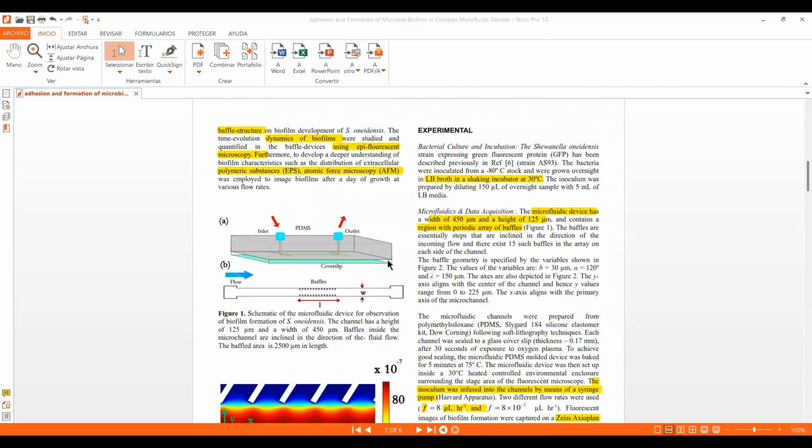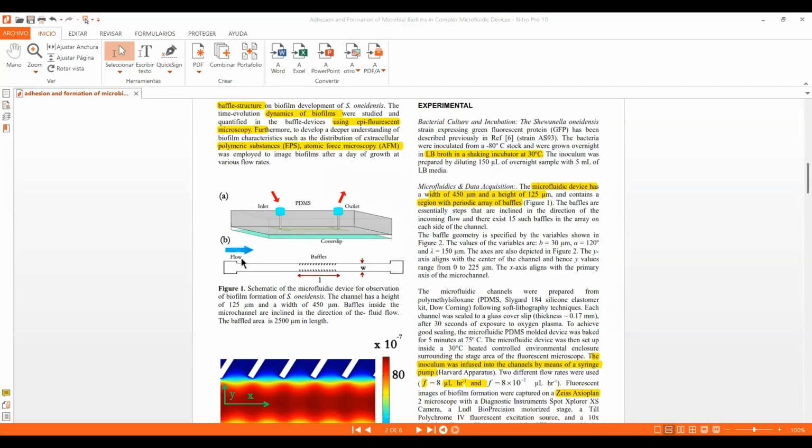Here we can observe the design of this microfluidic device. It contains one outlet. It is made of PDMS and it has a cover sleeve. For the inlet, it introduces the flow rate, and inside of the microchannel, it has these baffles that are inclined. We can observe here the direction of the fluid flow. The baffle area is 2,500 micrometers in length.